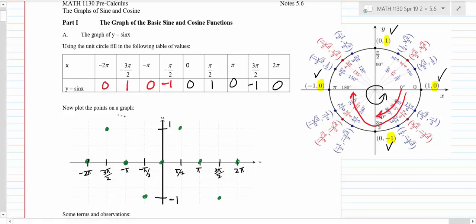But it's a nice smooth curve. So when you graph this and connect these dots, you want to do that in a nice curve. It doesn't have any sharp points or anything to it. It just looks like this. Okay, so that would be how the sine wave goes. All right, that's all there is to that.